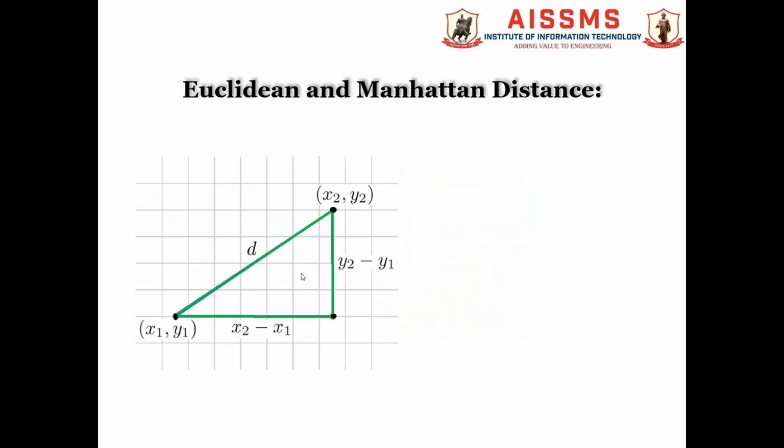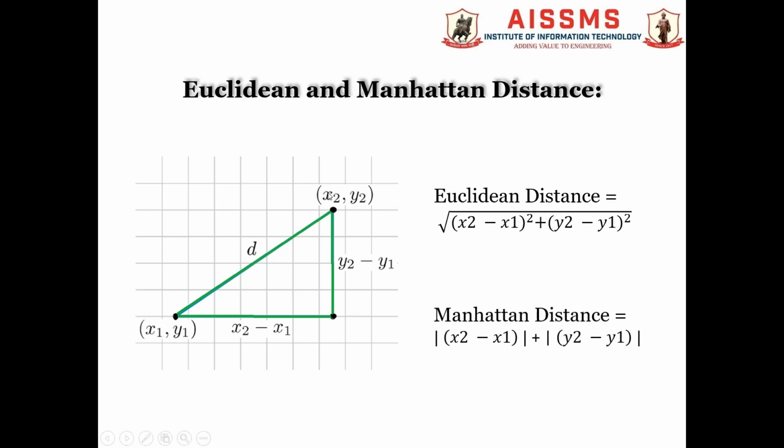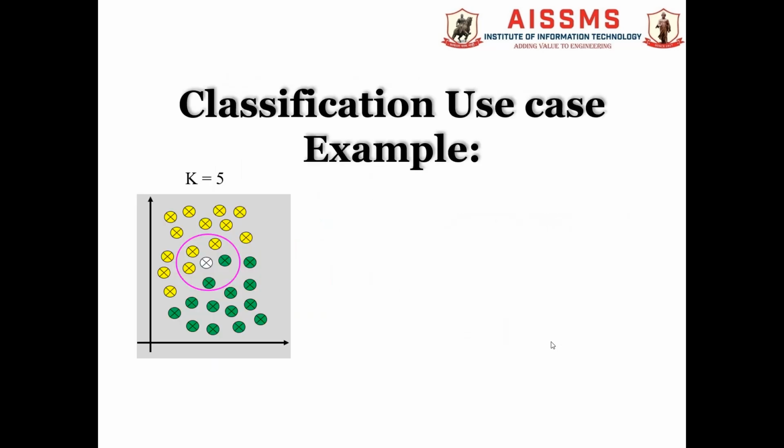How is the distance calculated? We can calculate either Euclidean distance or Manhattan distance. Consider that x1 and x2 are two data points in two-dimensional space. So the square root of (x2 minus x1) whole square plus (y2 minus y1) whole square will give us the Euclidean distance. Similarly, Manhattan distance can be calculated as the mod of x2 minus x1 plus the mod of y2 minus y1. So by using these two distance methods, we can implement the k nearest neighbor algorithm.